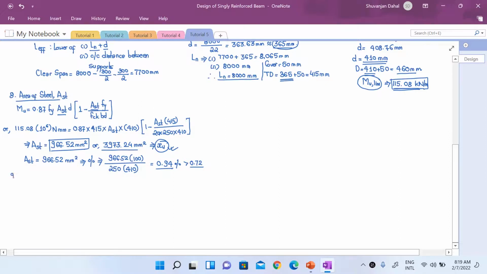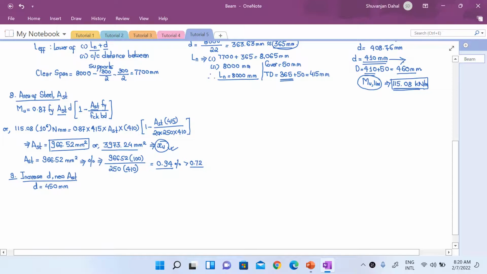So in step 9, we will increase the effective depth and we will calculate the new AST. Okay, let us suppose that now our effective depth is increased to 450 mm from 410 mm that we got here. So this is our effective depth.